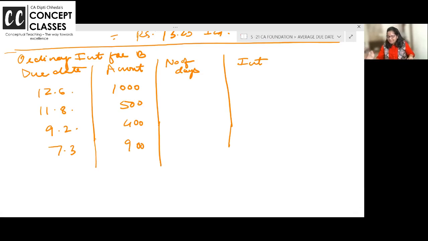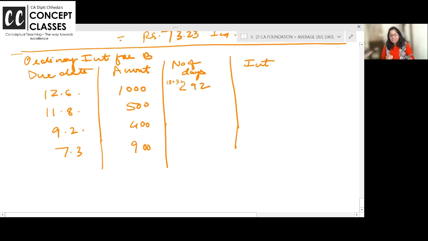For B, pick up your calculators because you won't be able to calculate so many days by writing. So it's 12th June. Can we take 18 days for June, 31 for July, and so on? 18, July 31, August 31, September 30, October 31, November 30, December 31, January 31, plus 28 February, plus March 31. 292 days interest you have to pay.